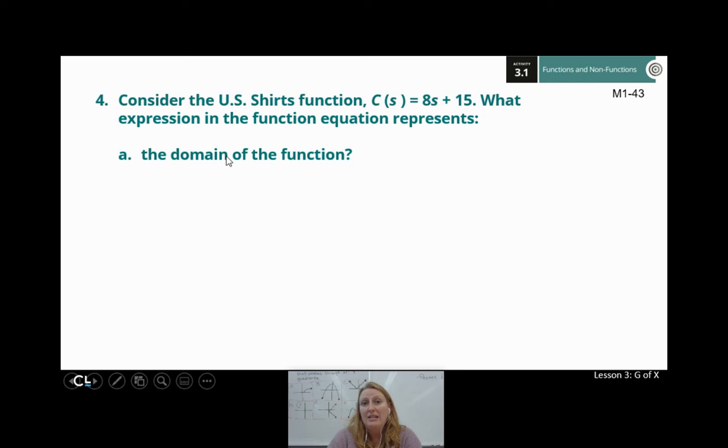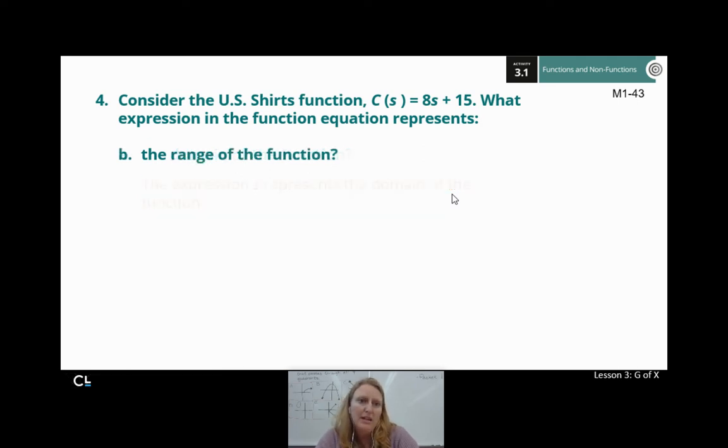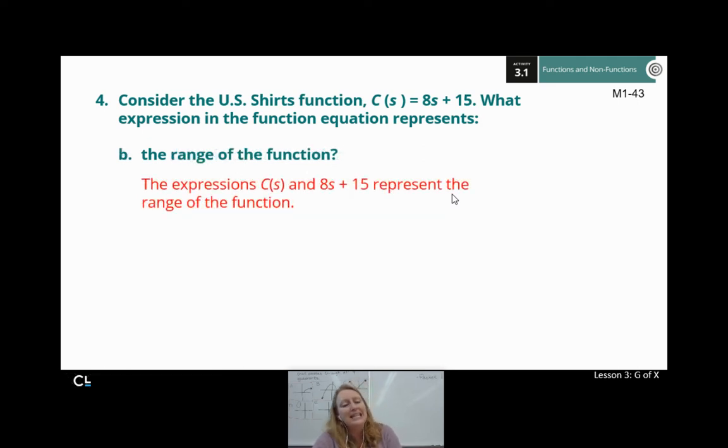So we've said in the past that domain was x, range was y. Because I swapped things out, that means s now represents my domain. And that means that c, or c of s, represents my range. Now they went all out. They were like, you could say c, you could say c of s, you could say 8s plus 15, just like the whole thing, because c of s does equal 8s plus 15.